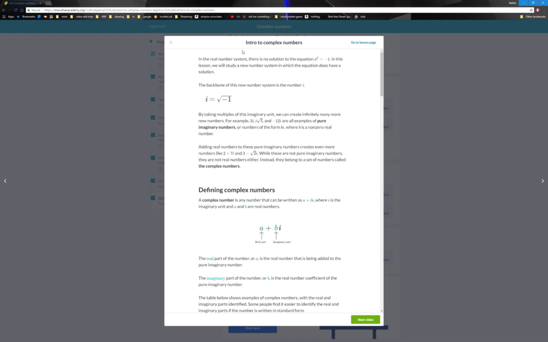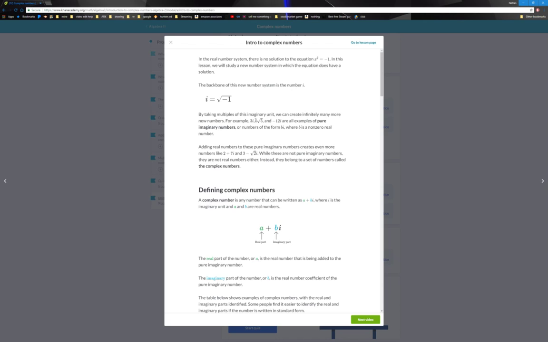So in the real number system, there's no solution for the equation x squared equals negative 1. In this lesson, we study a new number system in which the equation does have a solution. So it's i. We learned about this one in the previous episode, but I'll go over it again. The backbone of this new number system is the number i. i equals the square root of negative 1. By taking multiples of this imaginary unit, we can create infinitely more new numbers.